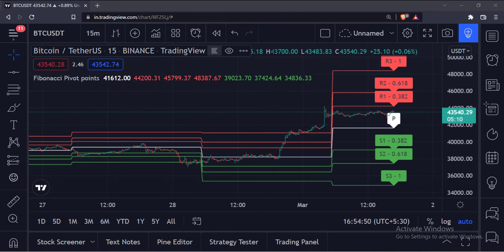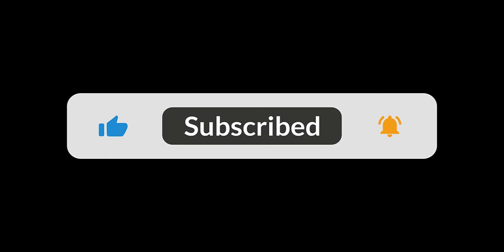So that's it. That's how you can plot Fibonacci pivot levels in the Tradingview Pine script.